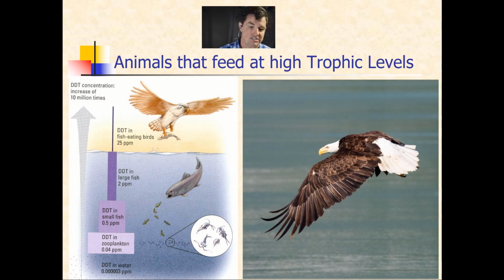So these chemicals, whether it's DDT or other fat-soluble toxins, become concentrated. As you move up the food chain, there's more and more concentration of them. We call this biomagnification, or biological magnification.